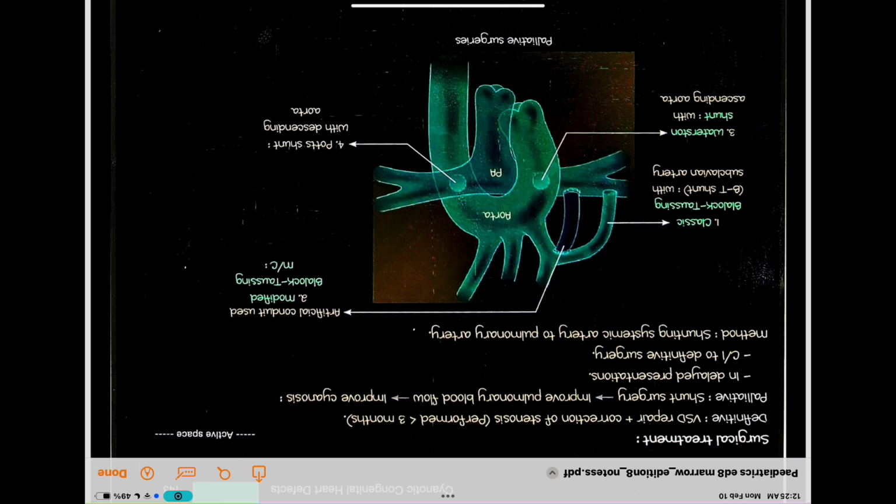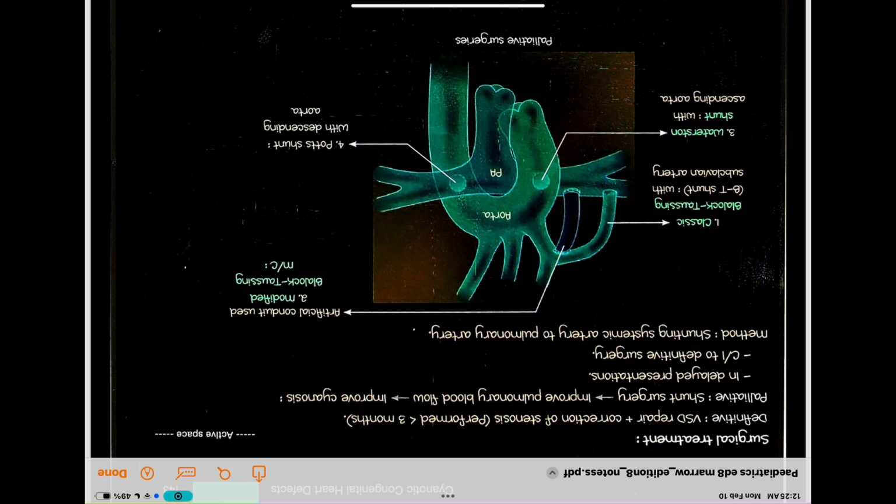Surgical treatment, definitive: VSD repair plus correction of stenosis, performed in less than 3 months. What is the surgical treatment of tetralogy of Fallot? VSD corrected and correction of stenosis in less than 3 months.